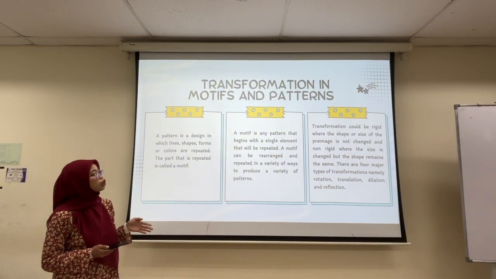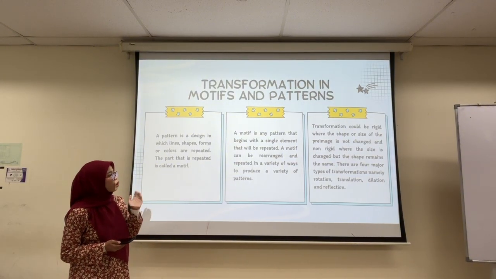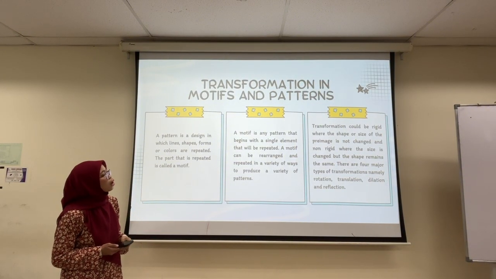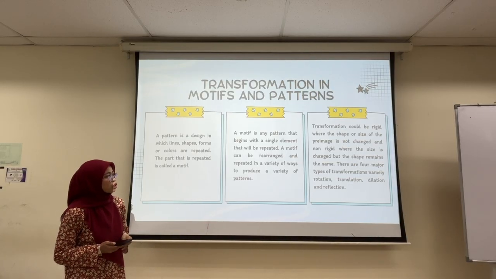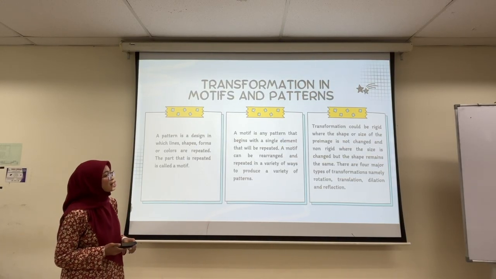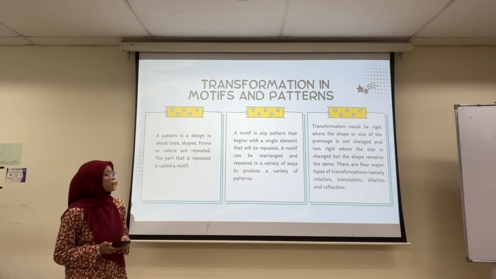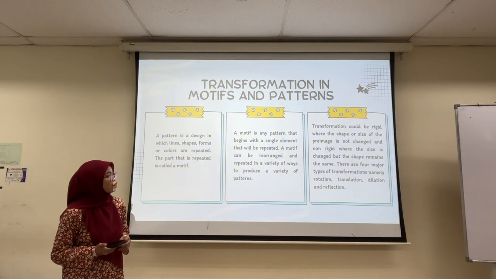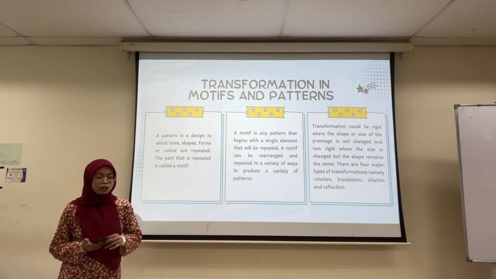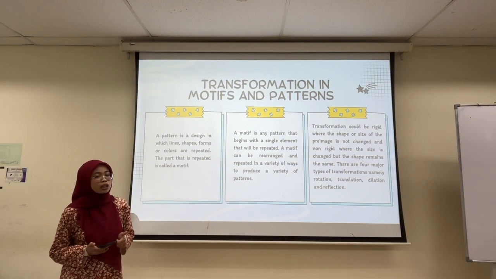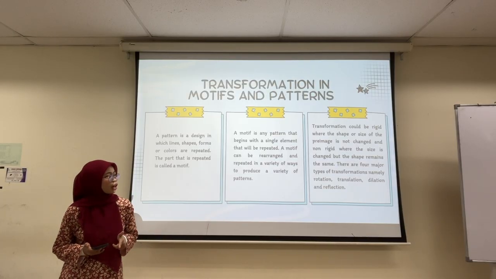So the transformation could be rigid, where the shape or size of the pre-image is not changed, and non-rigid, where the size is changed but the shape remains the same. There are four major types of transformation, namely rotation, translation, dilation, and reflection.